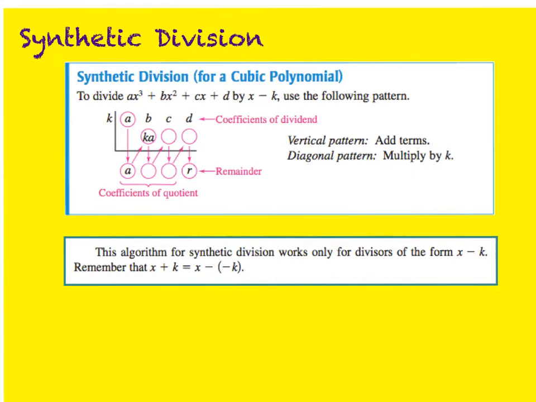So, the way you do synthetic is whatever this x minus k is, that k is that number out front. So, for instance, if you're dividing by x minus 2, what would your k be? Your k would be 2. However, if you have x plus 3, what would your k be? Negative 3. Okay? And then you line up your coefficients of whatever you're dividing into. All right? And then you drop the first one. And then you multiply your k. And then you add. And then you multiply. And you add, and so forth. All right? And that last little box would be your remainder.